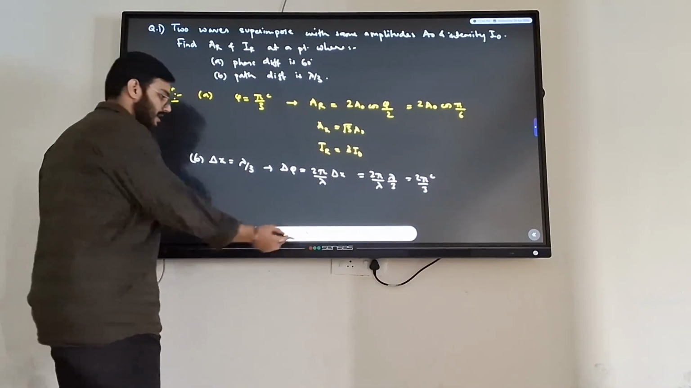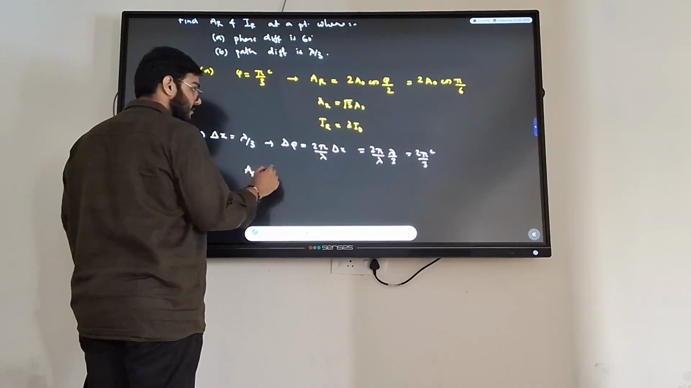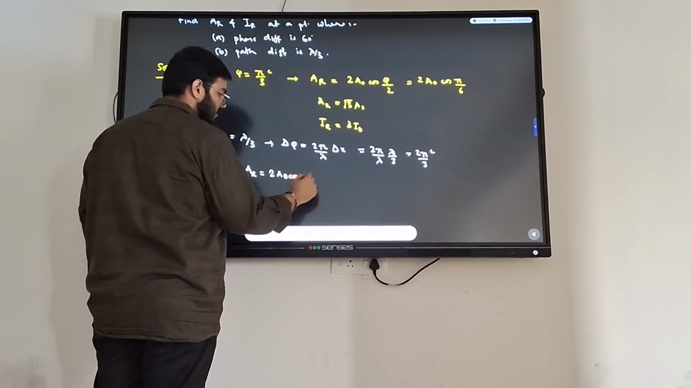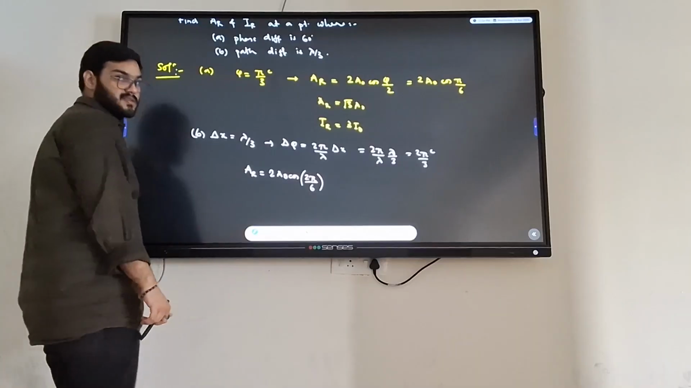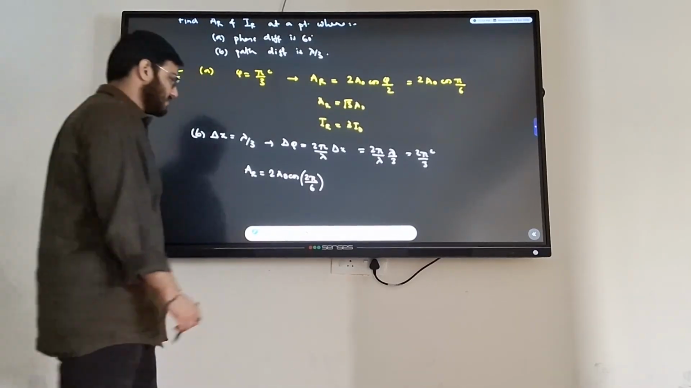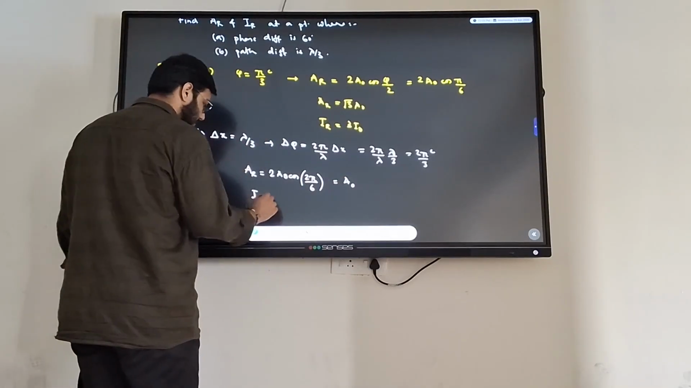Then what should be AR? That's 2a0 cos of 2 pi by 3 by 2, so cos pi by 3. What is cos pi by 3? 1 by 2. So you get a0. And then IR is also equal to I0.